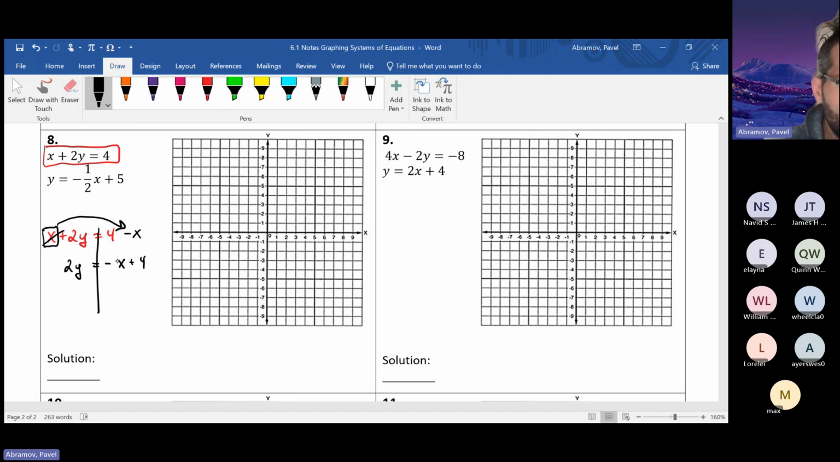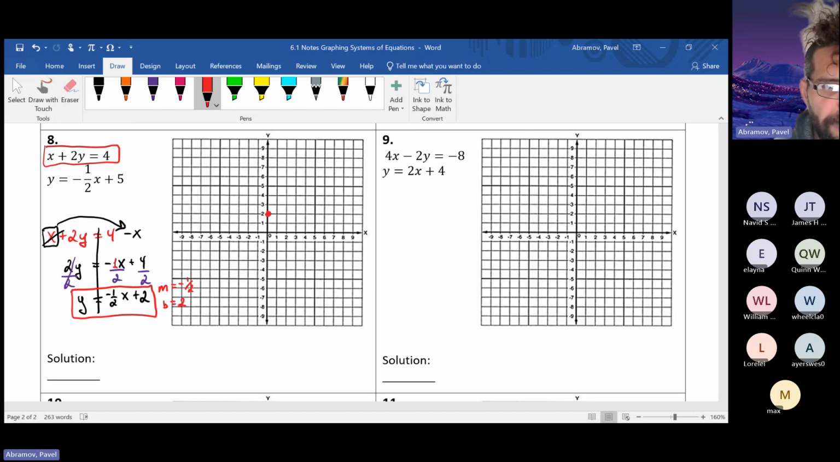It will also help us to put 1 in front of x as a coefficient. Then we divide everything by 2. Therefore we get the slope-intercept form y equals negative 1/2 x plus 2. Please notice that this is our equation. From here, we can easily see that the slope is negative 1/2 and the y-intercept is 2. So we can graph this line.